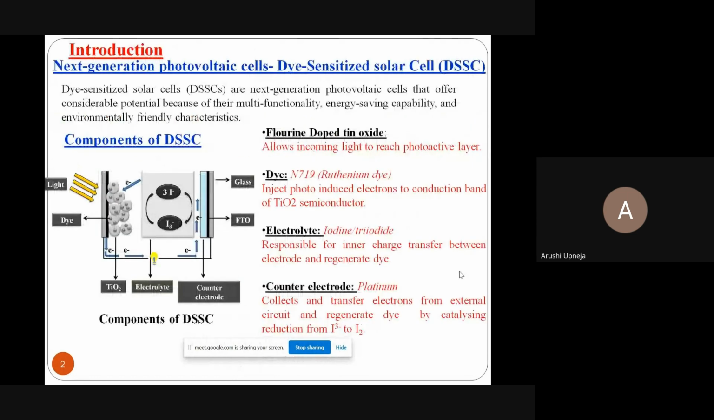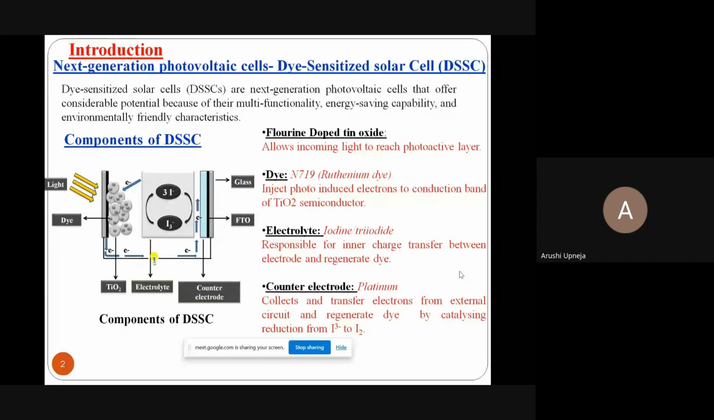Introduction. What is a dye-sensitized solar cell? Dye-sensitized solar cells are the next generation of photovoltaic cells that offer considerable potential because of their multiple functionality, energy-saving capability, and environment-friendly characteristics. There are various components of the dye-sensitized solar cell: fluorine-doped tin oxide, dye, electrolyte, and counter electrode.